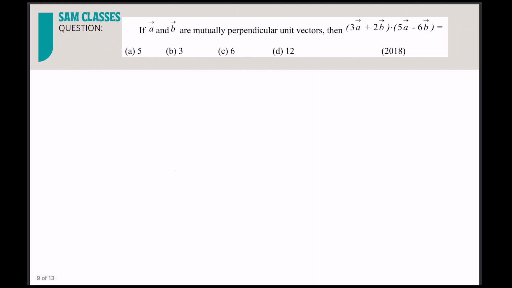Okay. Next, a and b are mutually perpendicular vectors, which means dot product is 0. So directly multiply 15, and this you multiply, minus 12. So the answer is 3. That's it.